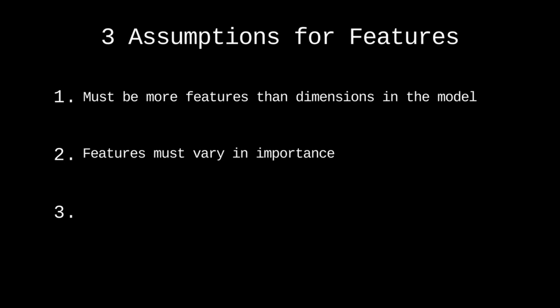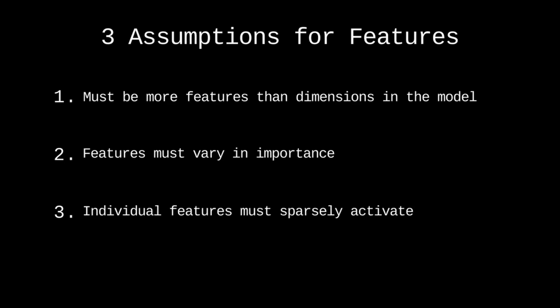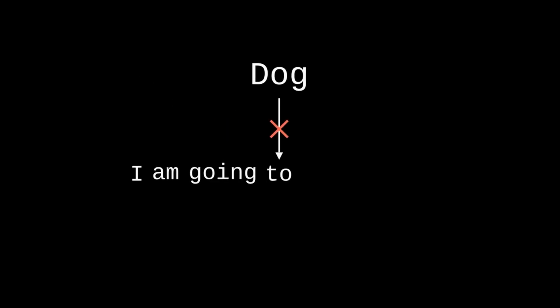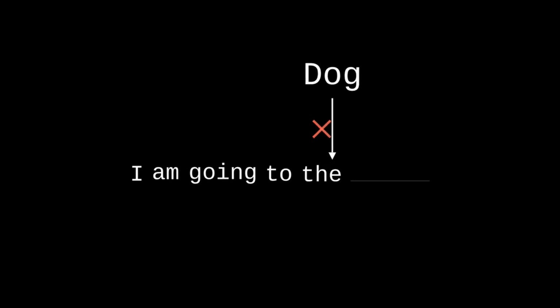The last assumption is that individual features are generally very sparse in terms of how often they activate. This is another consequence of how human language works. Dog is a concept humans use all the time, but in any given sentence, the odds that dog specifically comes up are tiny. Most features are like this, relevant in general, but rarely active at any given moment.